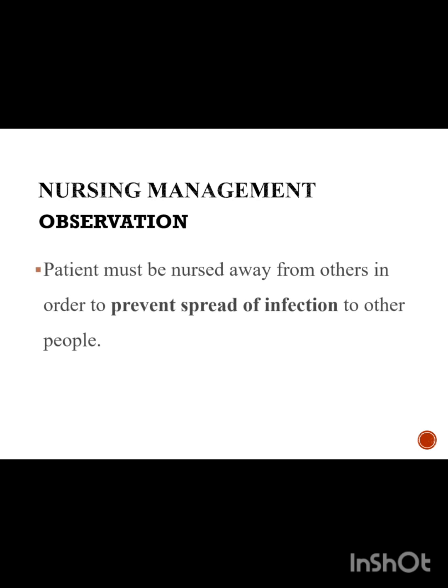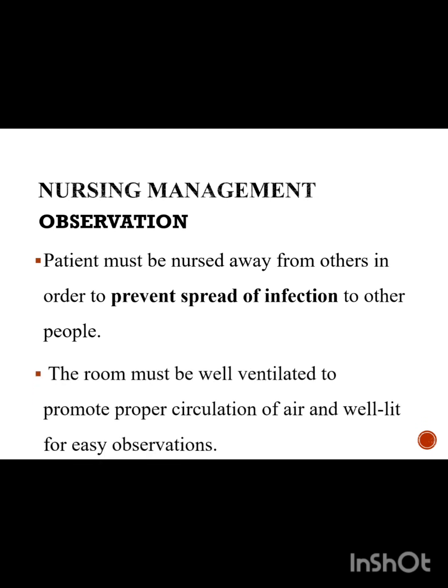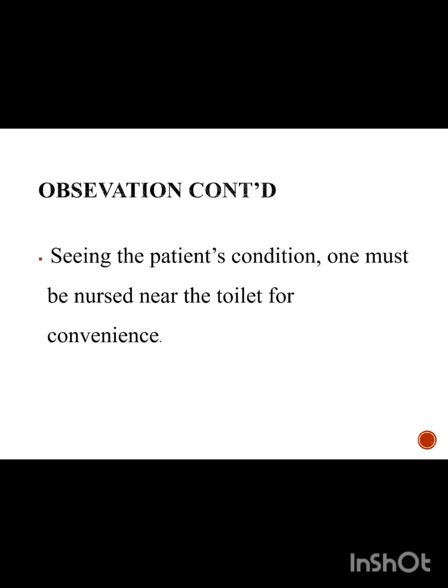Then for observations, you need to observe this patient closely. The patient might be nursed away from others in order to prevent the spread of infection. The room must be well ventilated, with proper circulation. The patient must be nursed near a toilet. If the toilet is too far, you may make a hole in the bed and put a basin under it. This is what is called a commode.